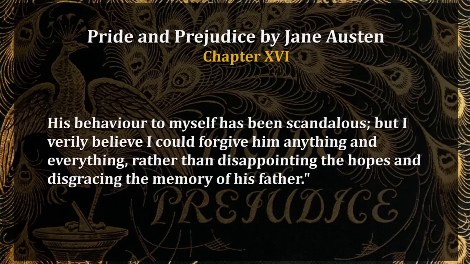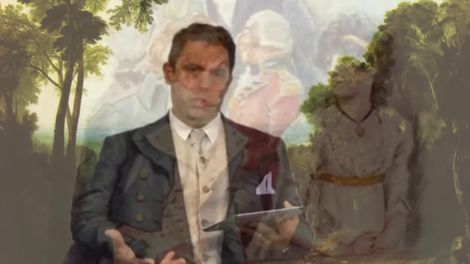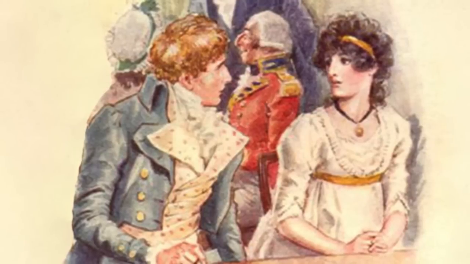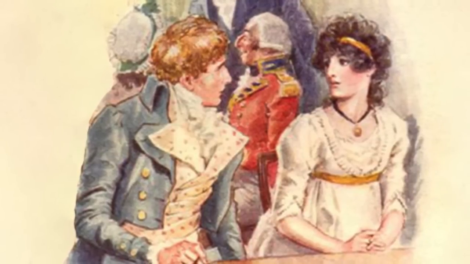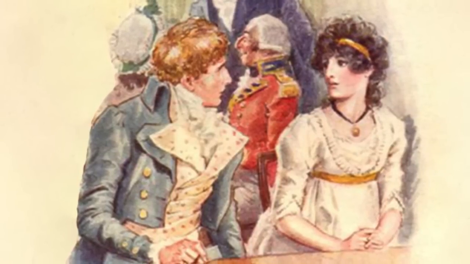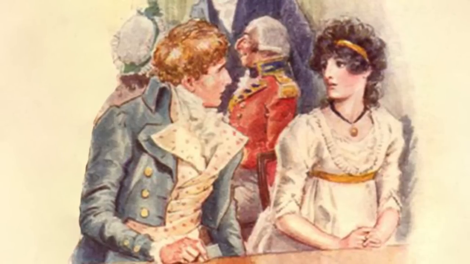What Wickham is intimating here, of course, is that Darcy has done him wrong. And he knows that Elizabeth already thinks poorly of Darcy, and so he's trying to get on her good side, and he does so primarily by telling the story from his own context. But then he also adds things that he knows women like to hear, or what he thinks women like to hear.